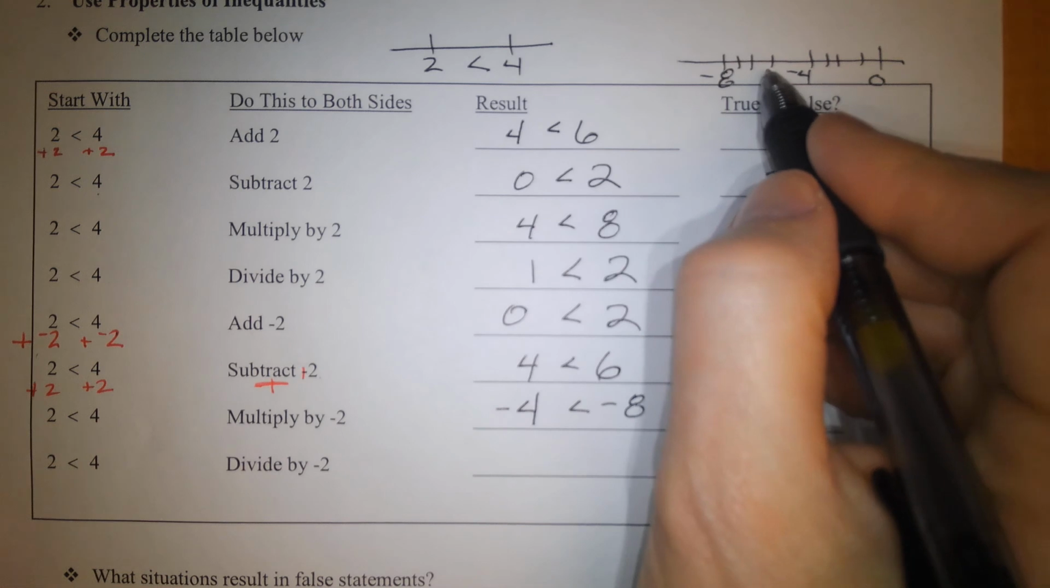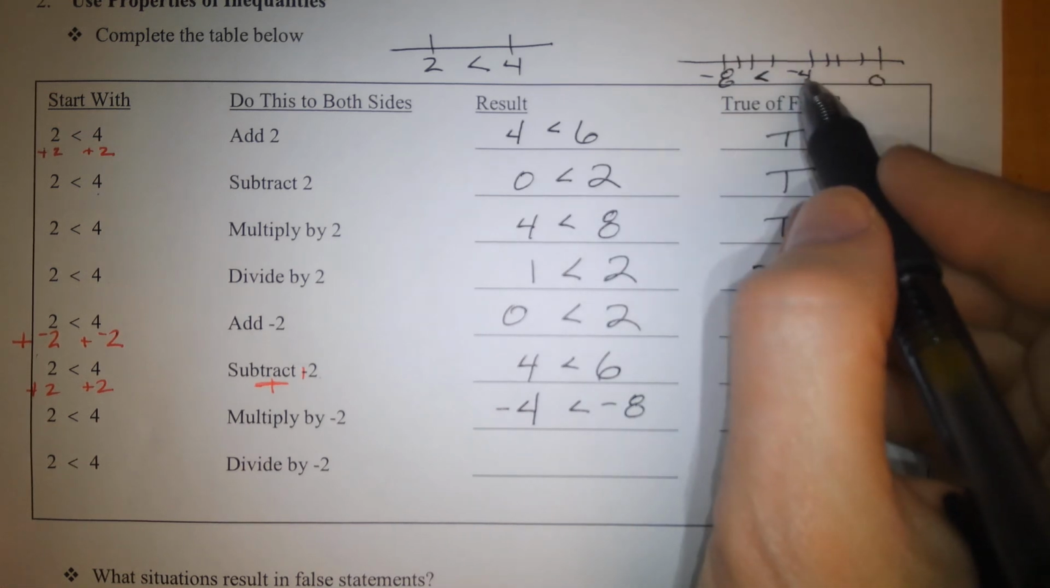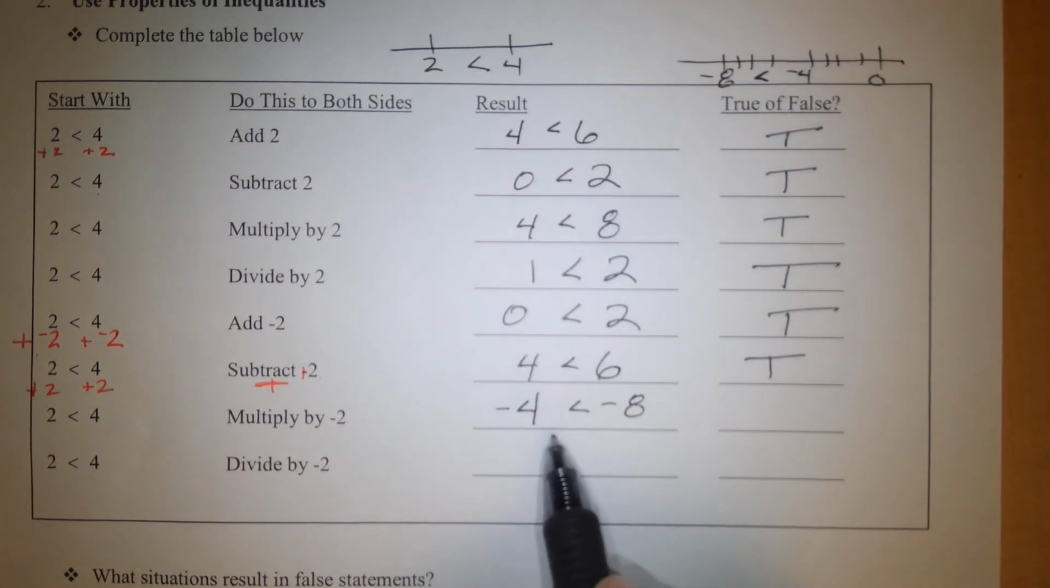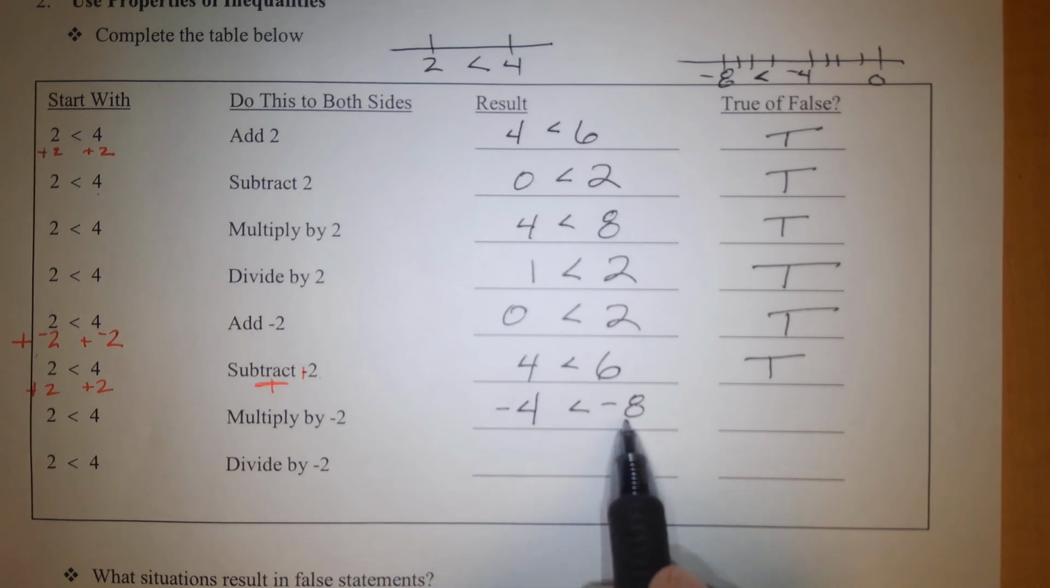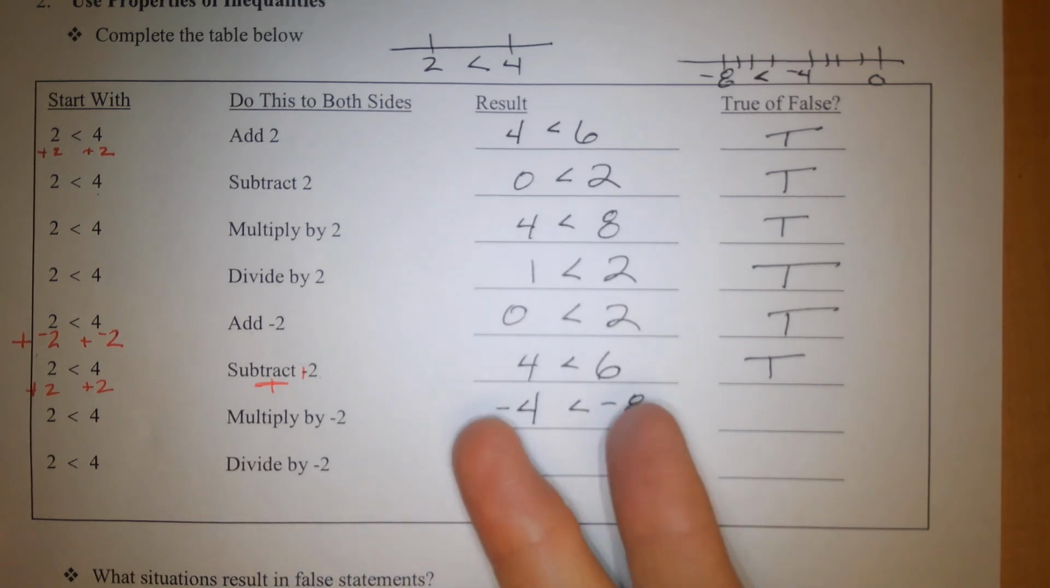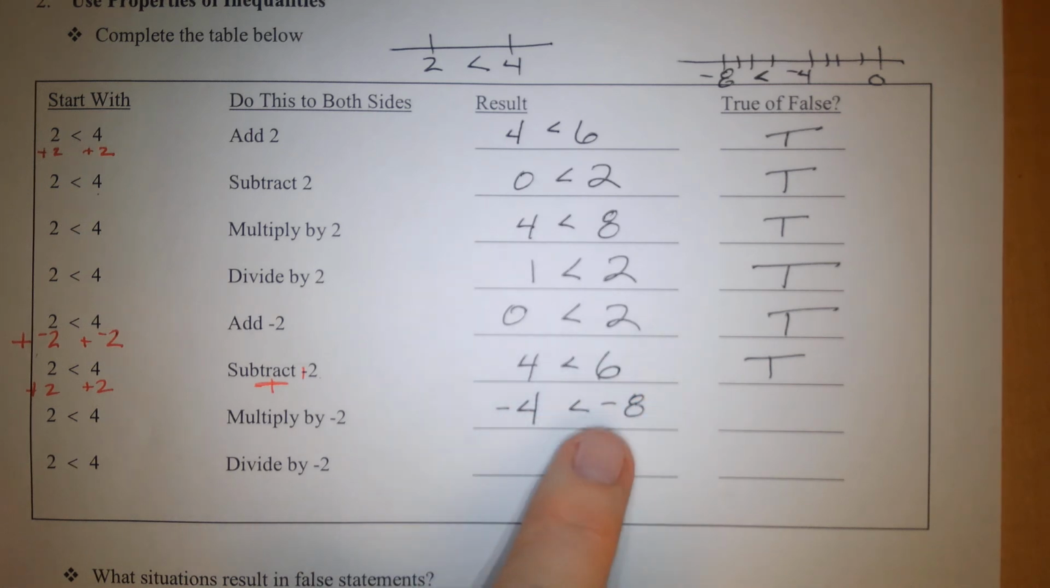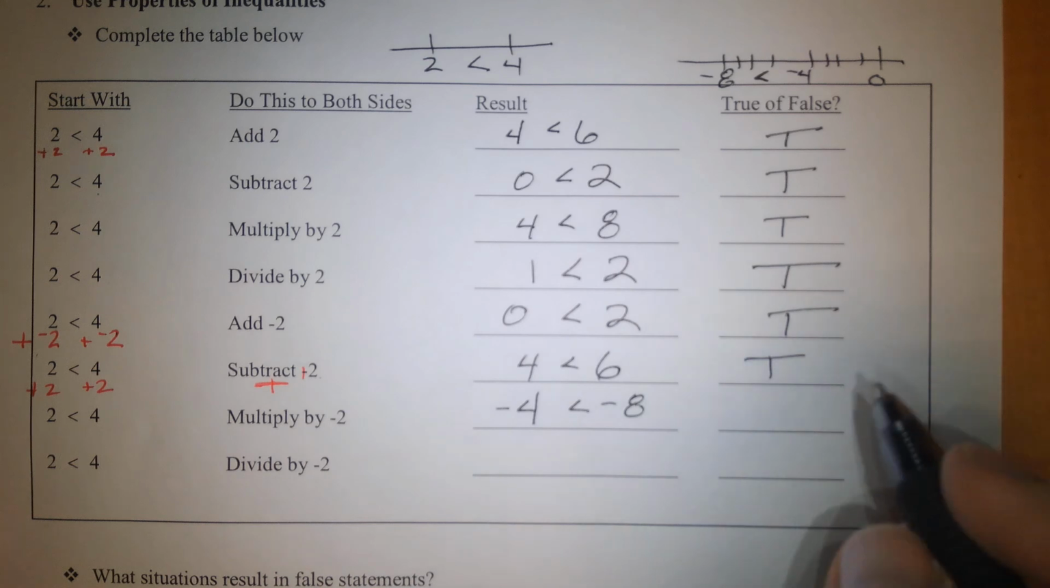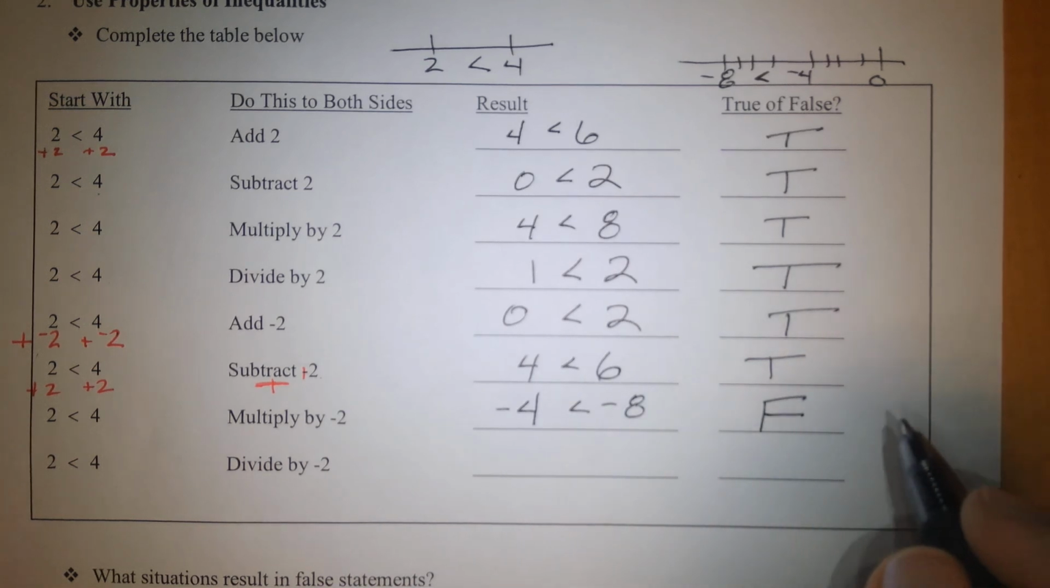-8 is smaller than -4. And here we're saying -4 is less than -8. So that is actually backwards. It should be flipped upside down. That inequality symbol is going the wrong direction now. So that is actually a false statement.